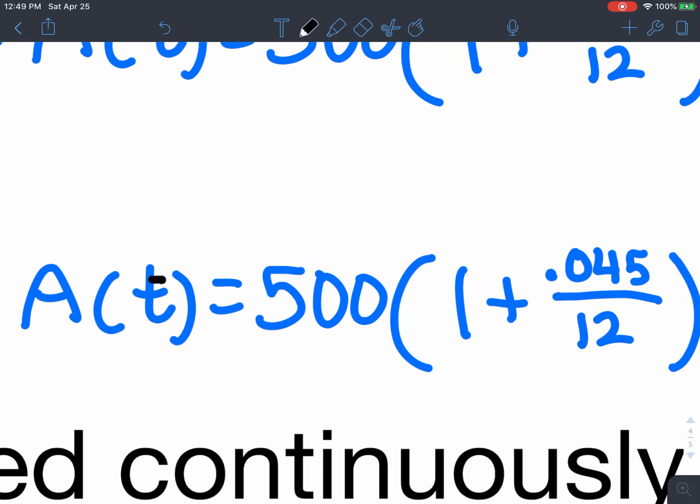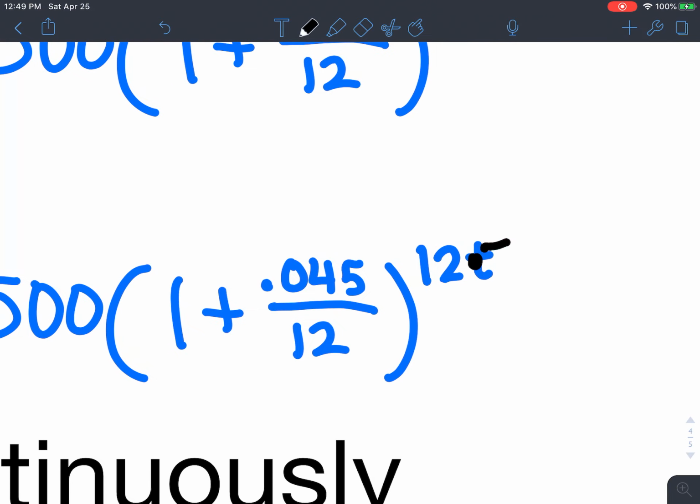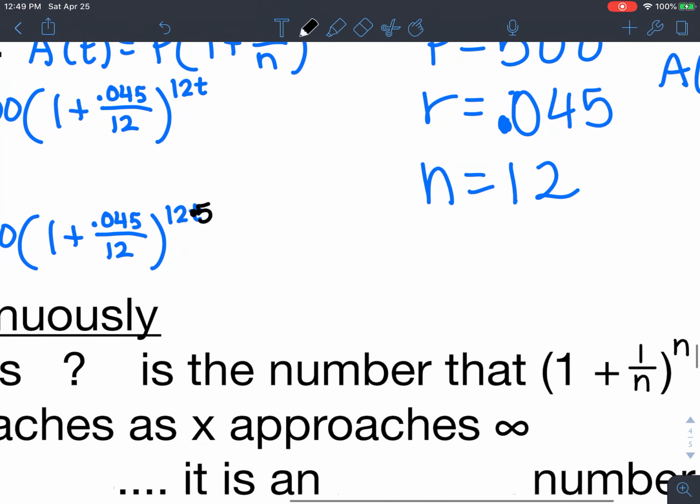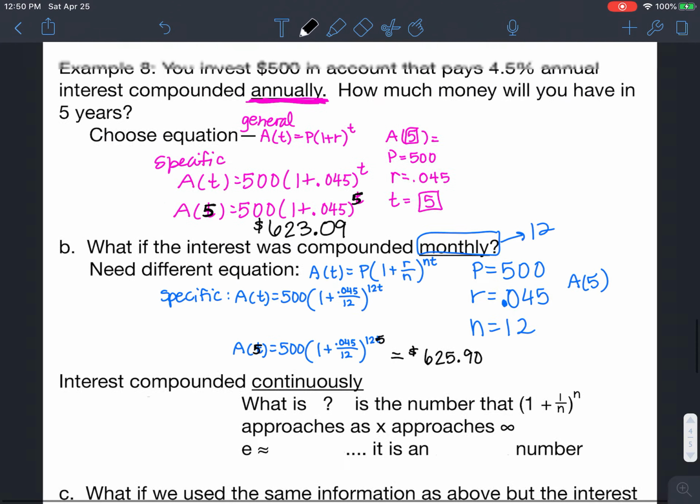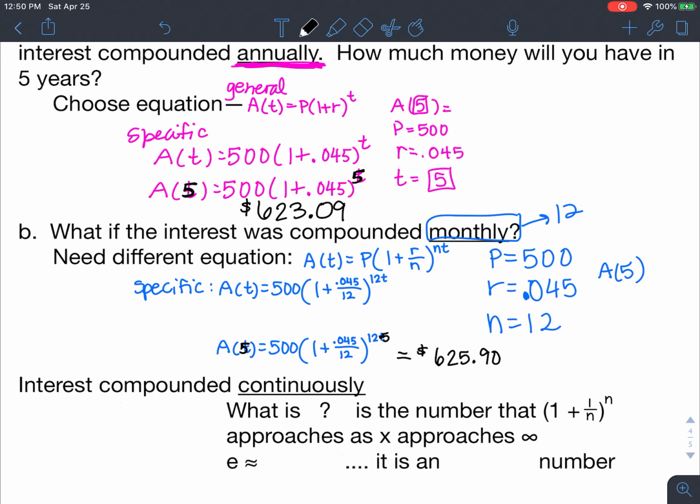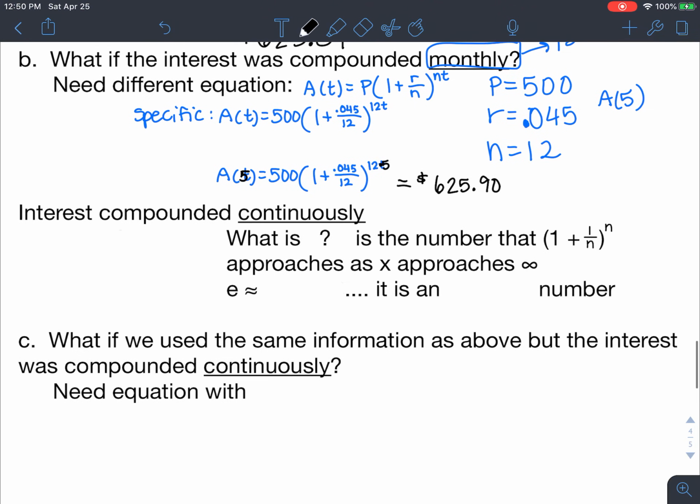So we're going to replace our t's with 5. And then we can type this in the calculator. And we're going to get 625.90. So if you compare that to the problem before, where the interest was only compounded once a year, you can see that it's to your advantage if the interest is compounded more frequently. So if it's compounded monthly, then you're going to wind up with more money at the end of 5 years.